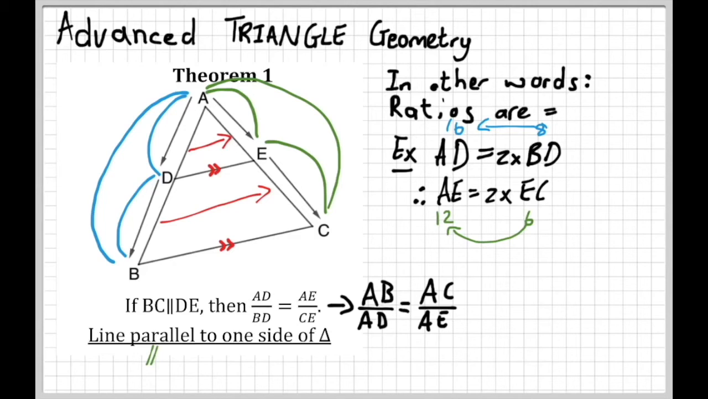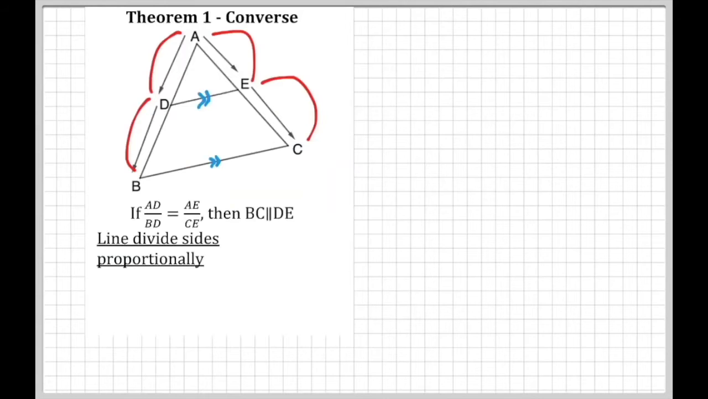Let's quickly have a look at Theorem 1's converse. Now, Theorem 1's converse says to us that if AD over BD is equal to AE over EC, in other words, the sides are in proportion to one another according to that line DE, then DE must be parallel to BC because the line divides the sides proportionally.